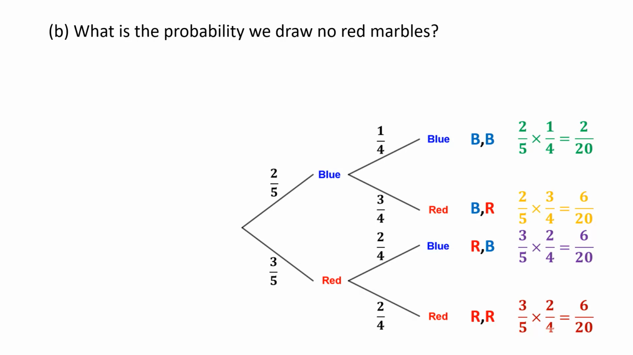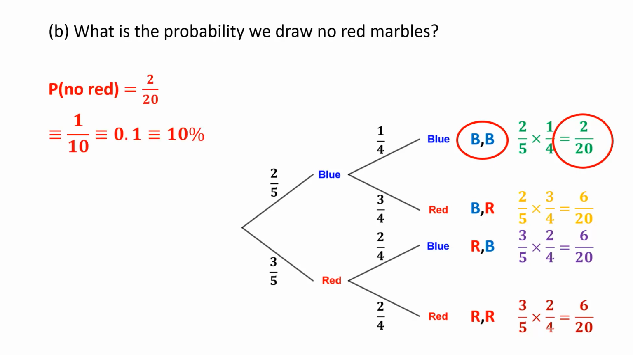Part B, what is the probability we draw no red marbles? There's one option out of the 4, it's this option here, 2 blue is the only way to get no red, and we've done the calculation already. So the probability of no red is 2 chances out of 20.